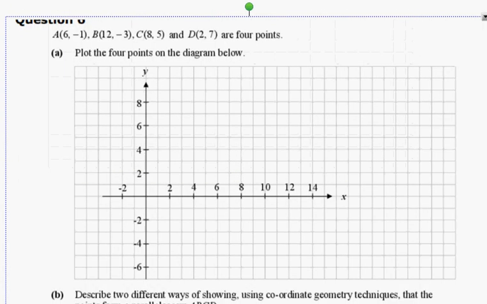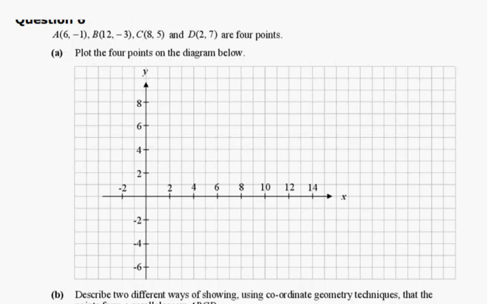Okay. Draw these 4 points on a diagram. Get lots of marks for doing practically nothing. So, 6, minus 1. There. 12, minus 3. There. A. B. Now, what's next? C. 8, 5. D. 2, 7.